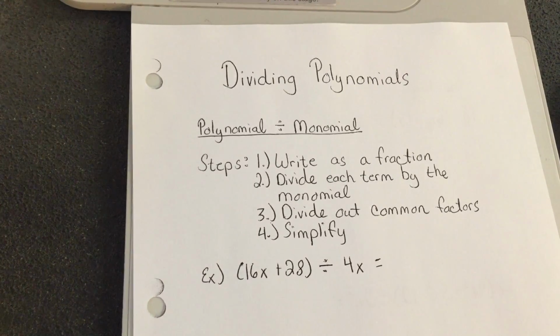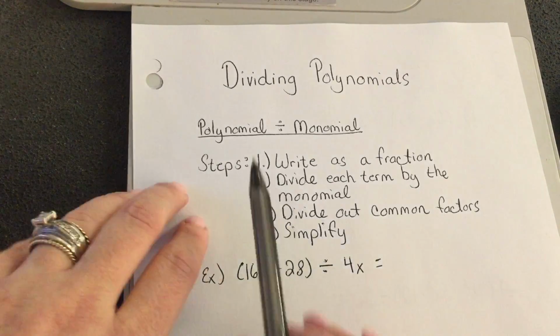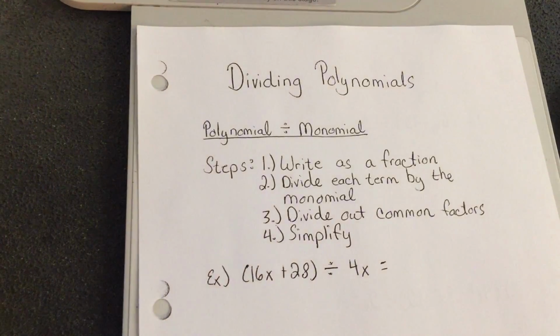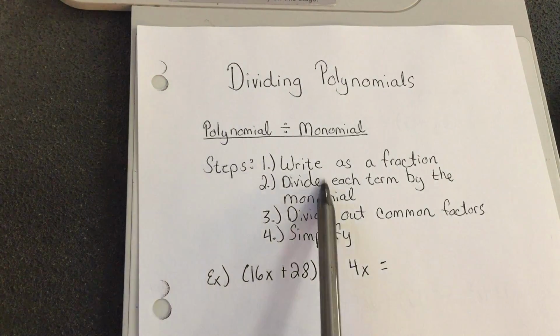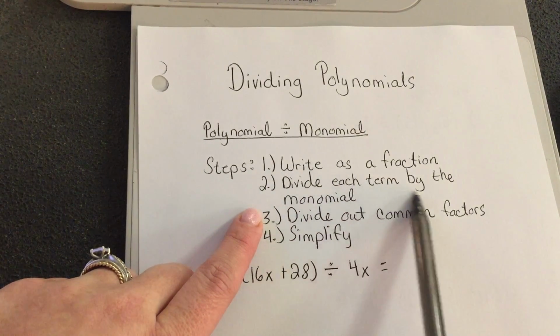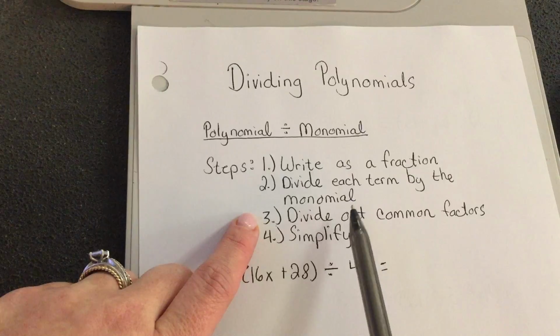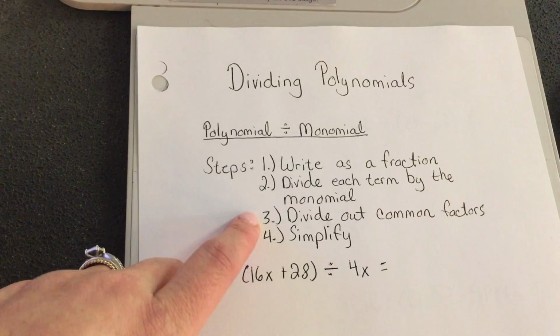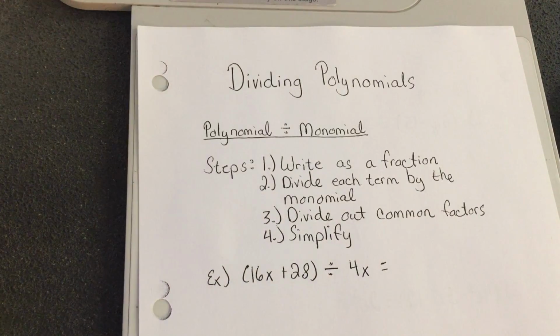Today we're going to talk about dividing polynomials. If you divide a polynomial by a monomial, your steps are to write it as a fraction, divide each term by the monomial, divide out the common factors, and simplify. I'm going to show you how to write it out, and then I'm going to use well crackers to show y'all what I mean about pulling things out and distributing.